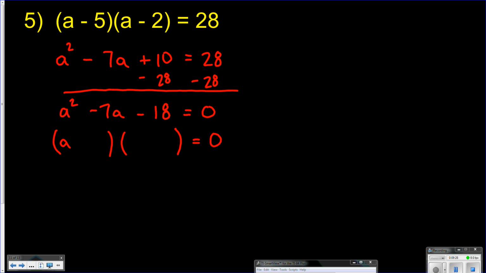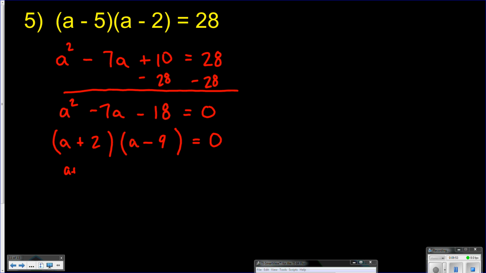So I know I'm going to have an a here and an a here. I know I have factors of negative 18. So since this is negative, I know one of them has to be positive, one of them has to be negative. I need two numbers that multiply to give me 18 and have a difference of negative 7. That's going to be negative 9 and positive 2. So when I multiply these together, I get 0.